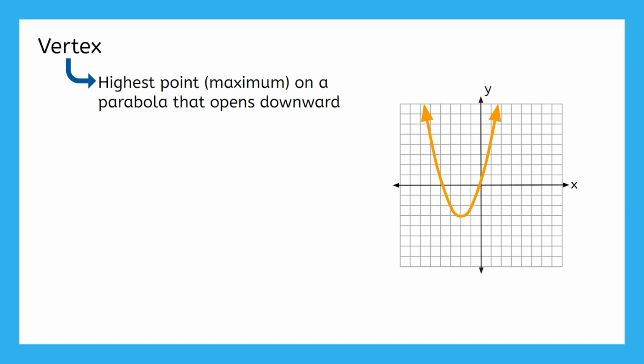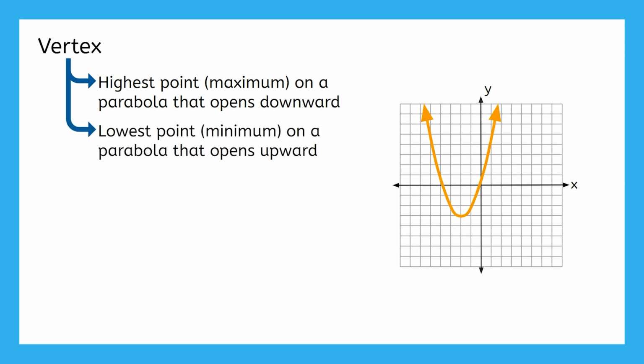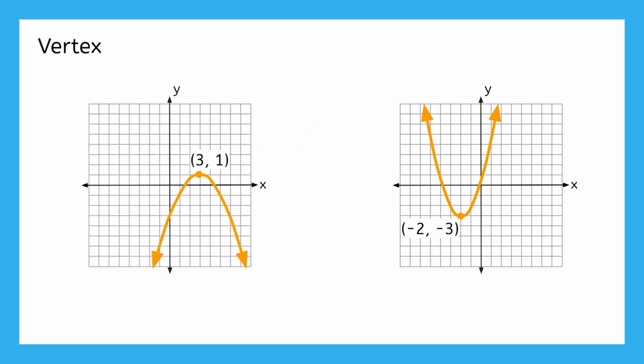What about a parabola that opens upward, though? Where do you think the vertex is here? Yeah, the vertex is the lowest point or minimum on a parabola that opens upward. So on this parabola, it's right here. It's important to be able to identify the vertex and state whether the vertex is a maximum or minimum. So on both of our examples, let's be a little more specific and state that the first parabola's vertex is a maximum and the other one is a minimum.